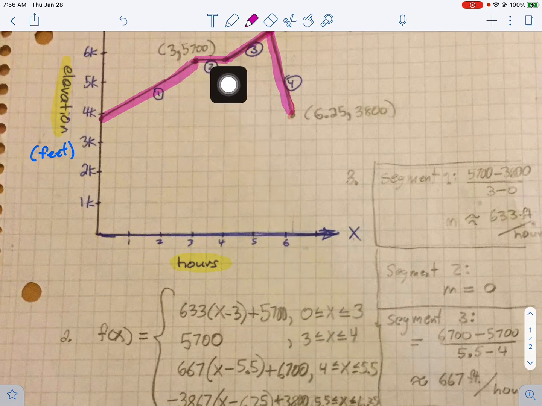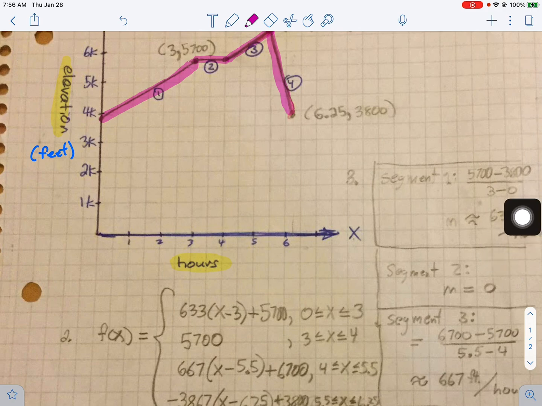The next part is lunch, and there's no gain or loss in elevation, so therefore the subfunction is just 5,700 for that entire hour, and that is from hour 3 to hour 4.